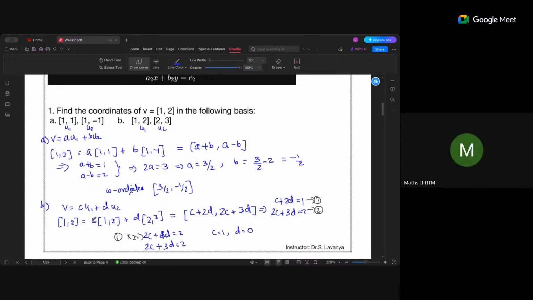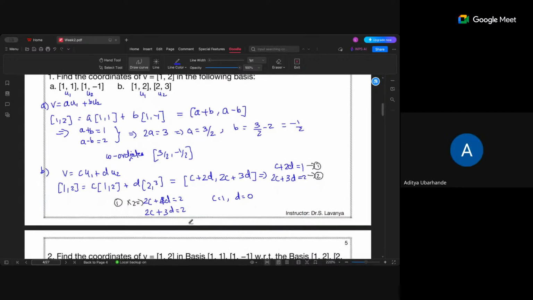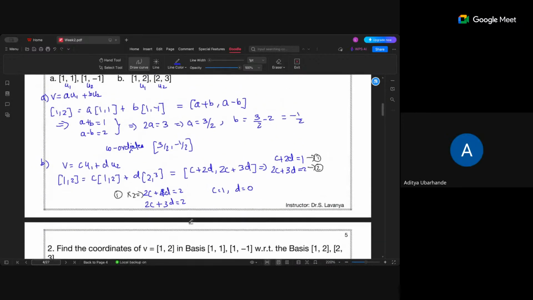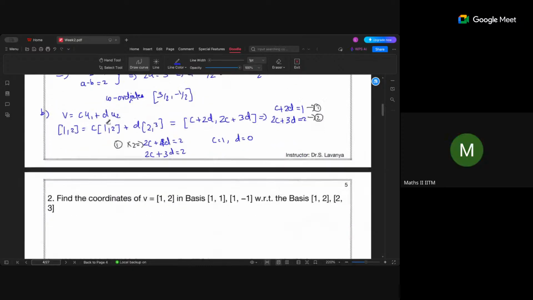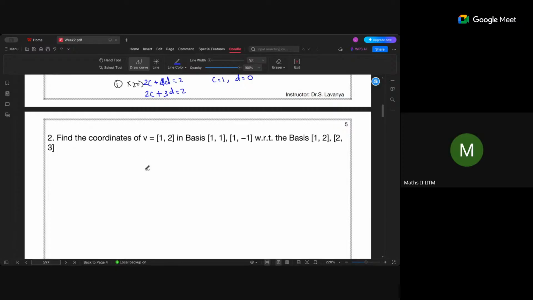Okay, so when c is 1 and d is 0, you have the answer. Good. We are basically, keeping aside the technical jargon, shifting this to another domain where v is equal to 1 comma 2 gets translated into 1 comma 0. So the next thing is we have just another extra step, that's all.